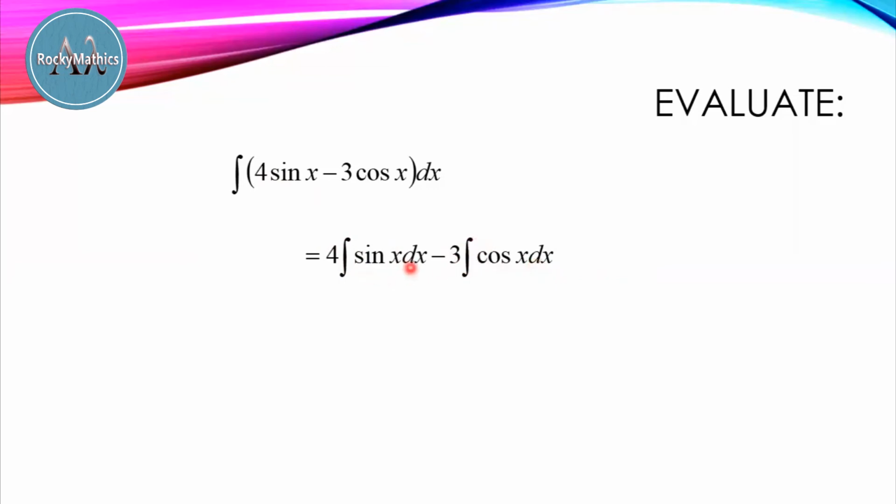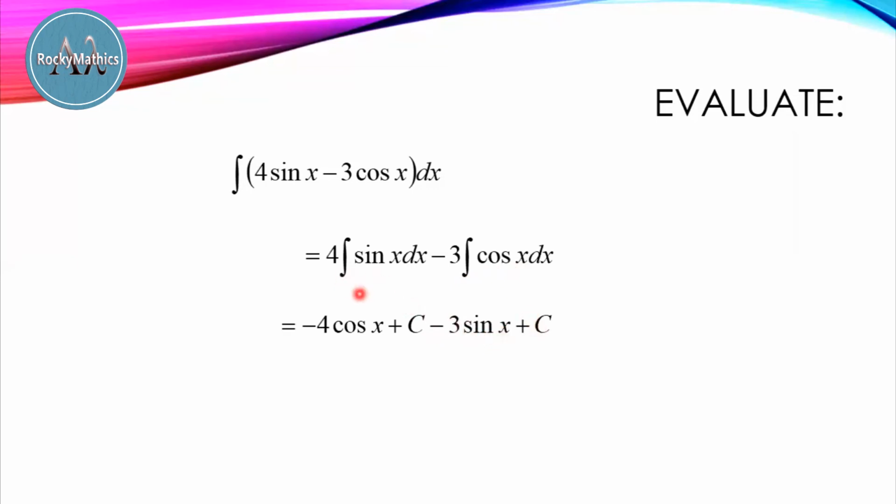cosine x dx. We know this already, that the integral of sine x dx is negative cosine x. So that's why we multiply 4 by the negative cosine x. Negative cosine x times 4 is negative 4 cosine x plus c. The integral of cosine x is sine x. That's why we have negative 3 sine x plus c.